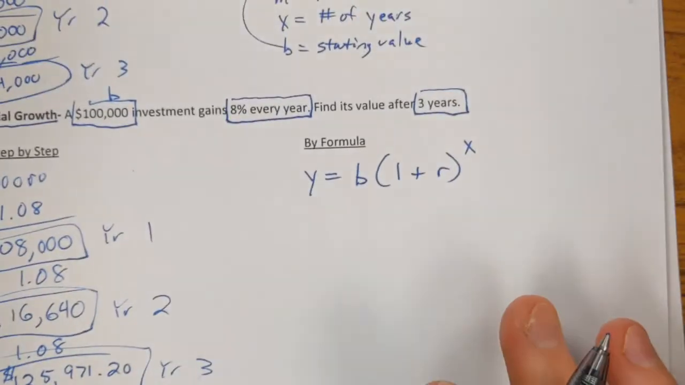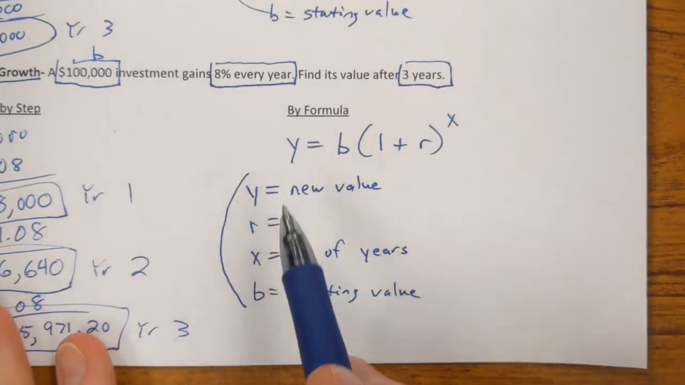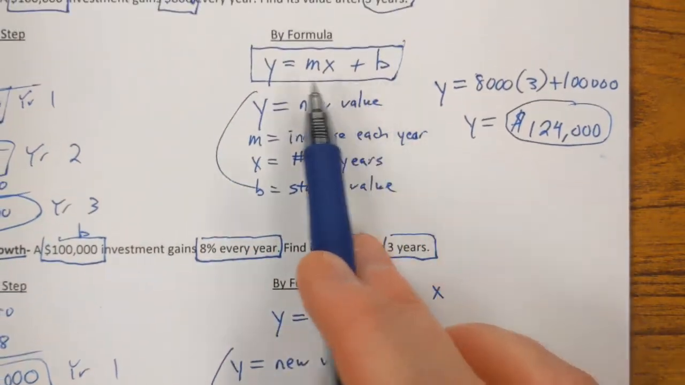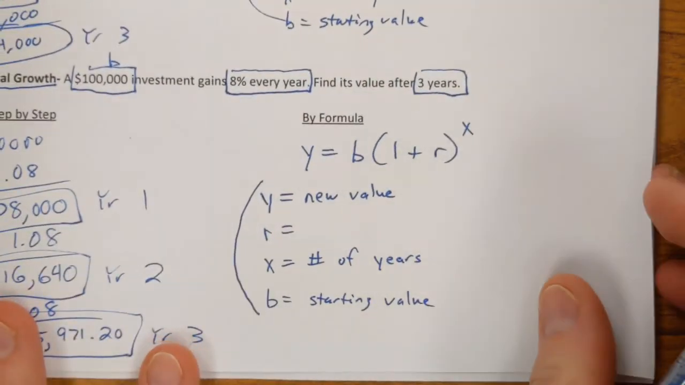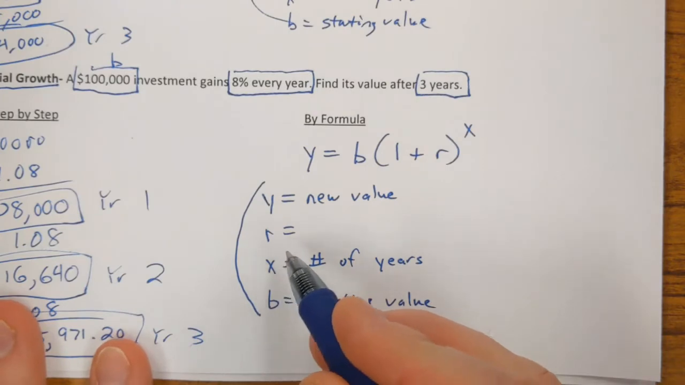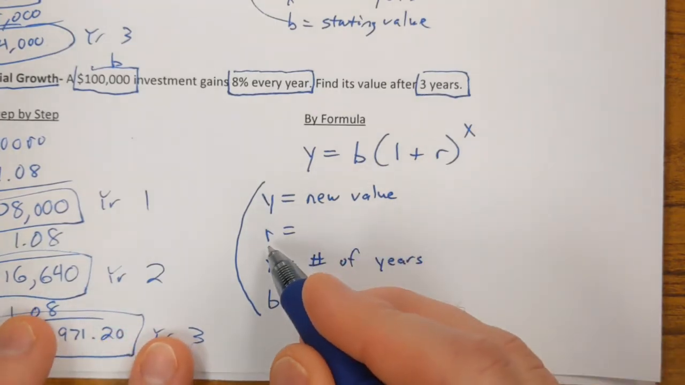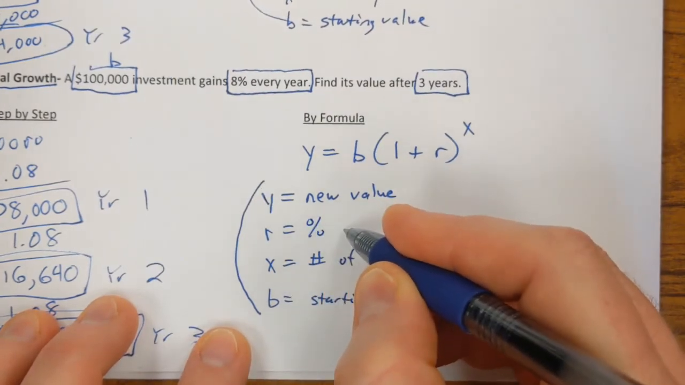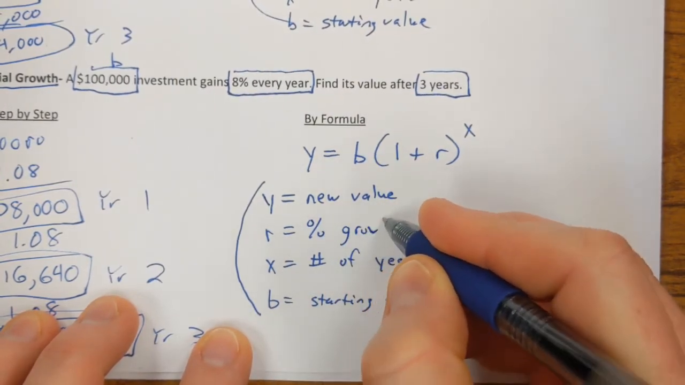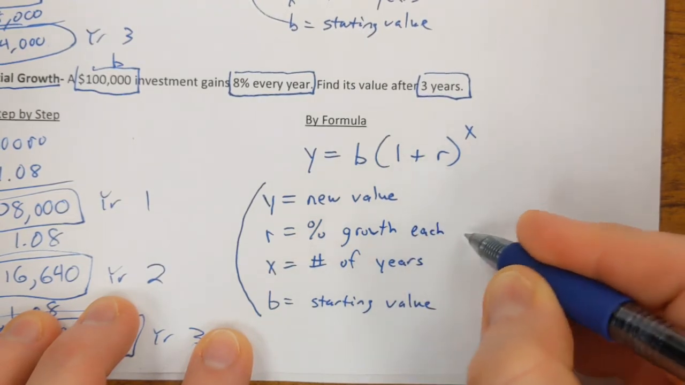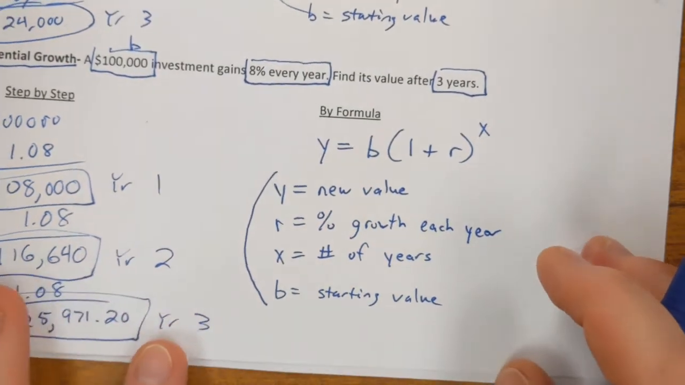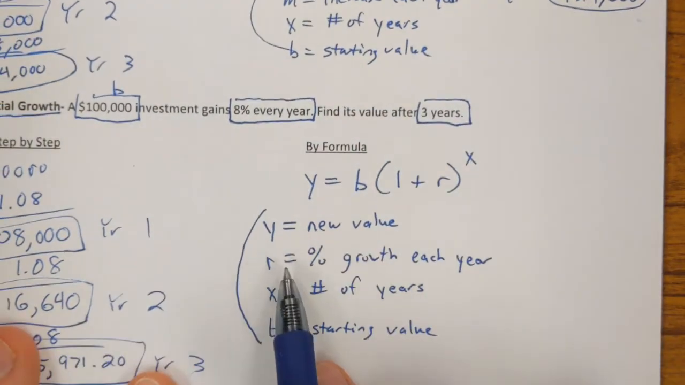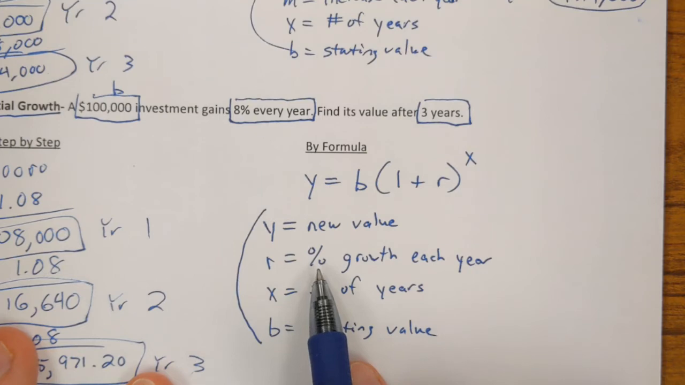And let me write out what all of these mean. All of the variables in this formula mean the exact same as the variables in our linear growth formula, except exponential growth does not have a slope. It does not have an m value. Instead, it has an r value, and this represents the percentage growth each year. Okay? Because exponential growth doesn't change by a steady slope every year. No, it changes by a percentage each year.